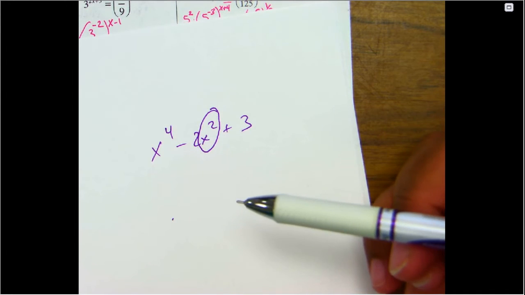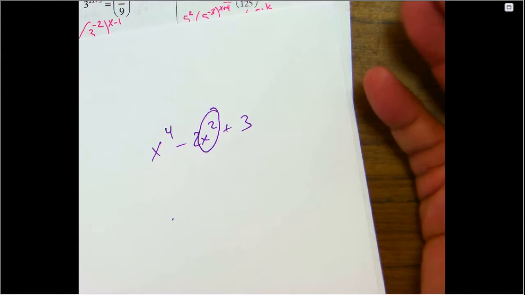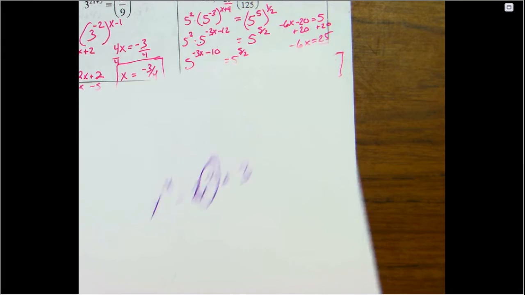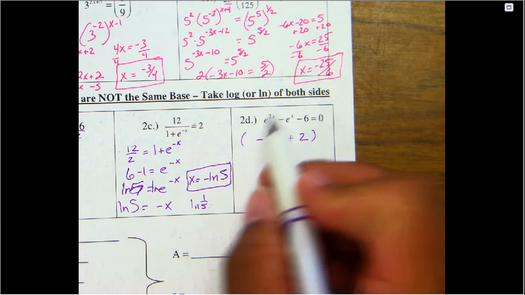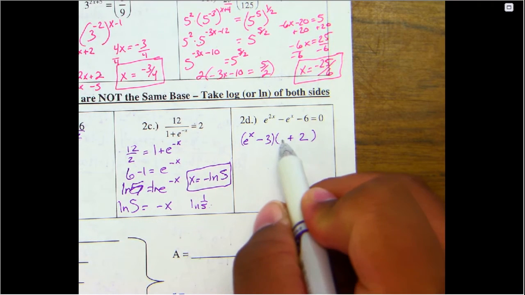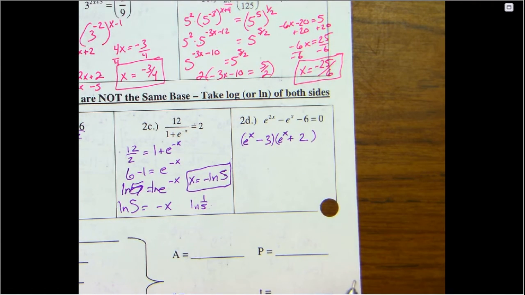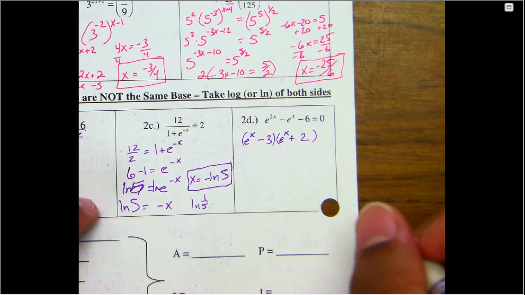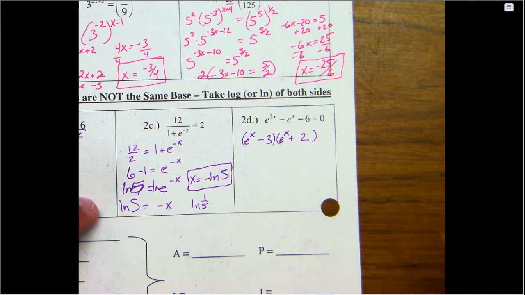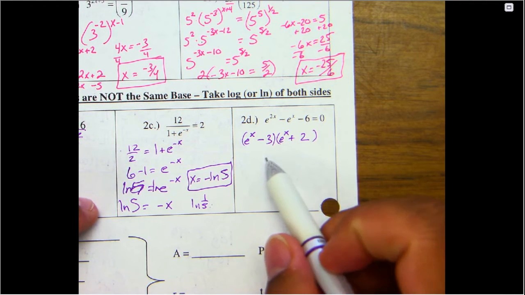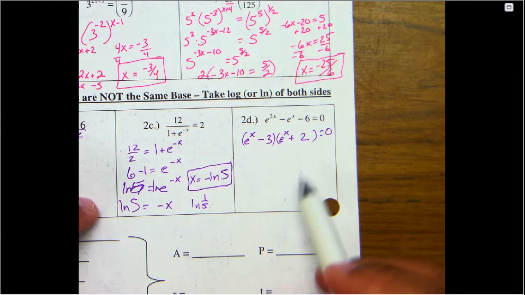You're always using the middle one. Because a quadratic, the middle term is just x. So that's the one you use when you factor. So this middle one is e to the x. So this is e to the x minus 3, e to the x plus 2. So now that it equals 0.